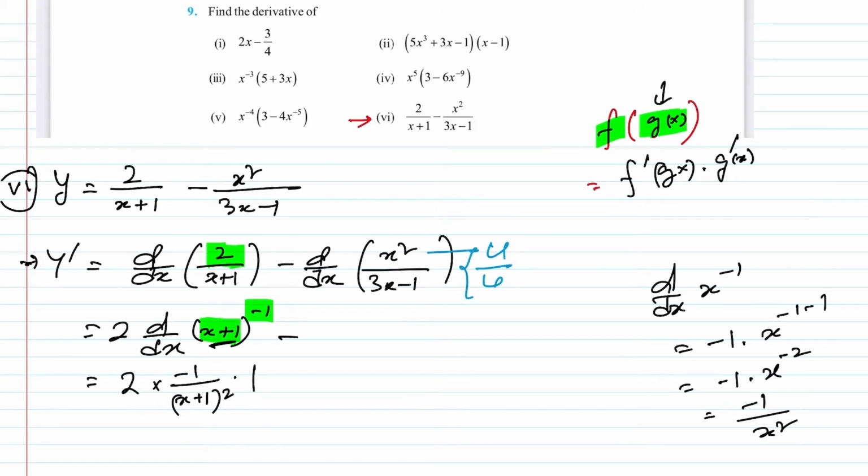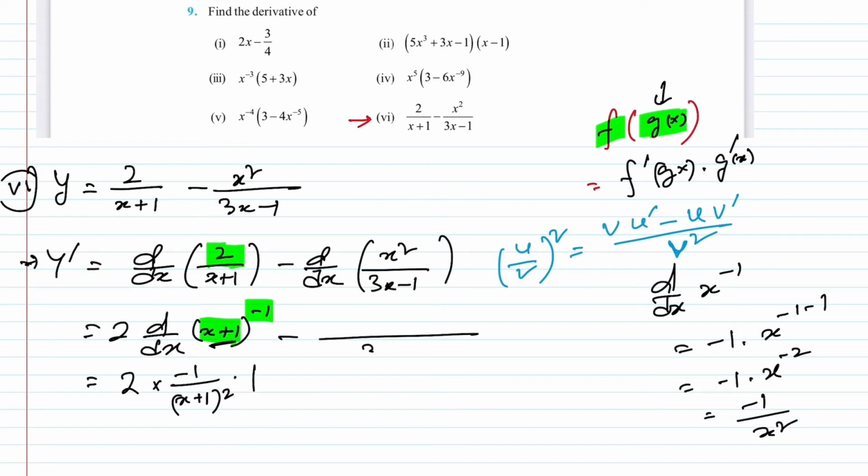Quotient rule. According to that rule, derivative of u by v is: denominator times derivative of the numerator, minus numerator times derivative of the denominator, by denominator square. We are going to apply this. v is the denominator here, u is the numerator, isn't it? So in this case we will get (3x minus 1) whole square as the denominator, and derivative of the numerator d/dx of x square, minus numerator, that is x square, times derivative of the denominator, that is 3x minus 1.